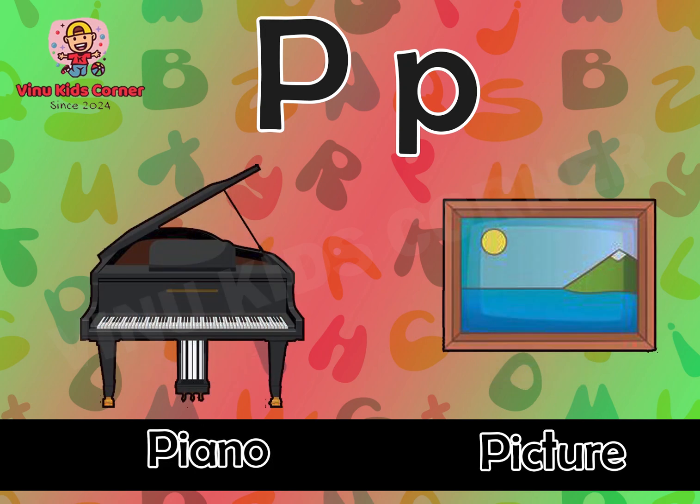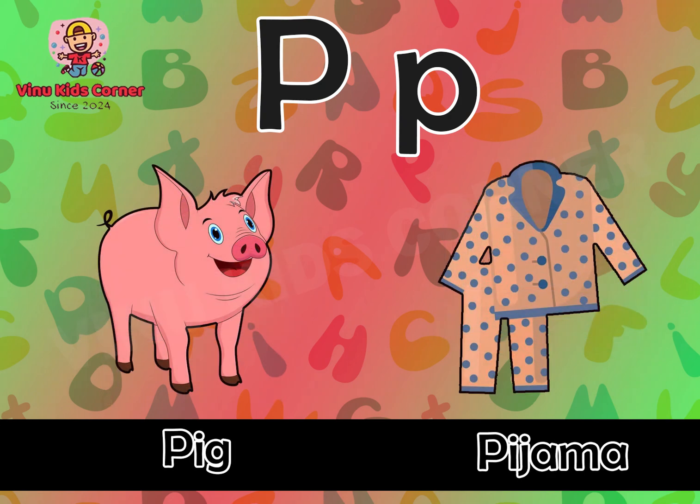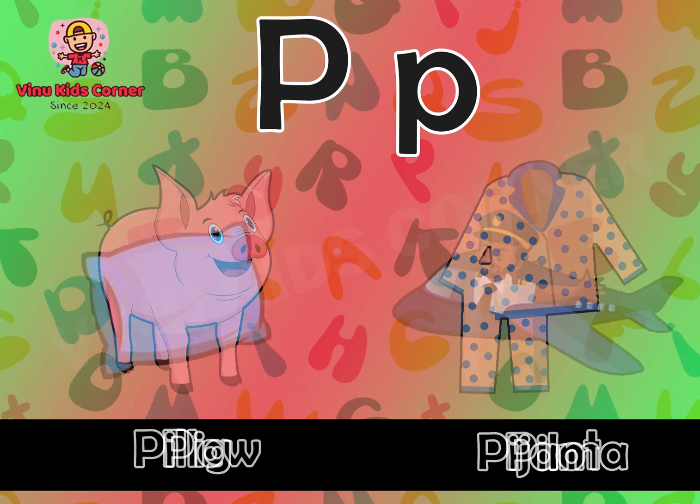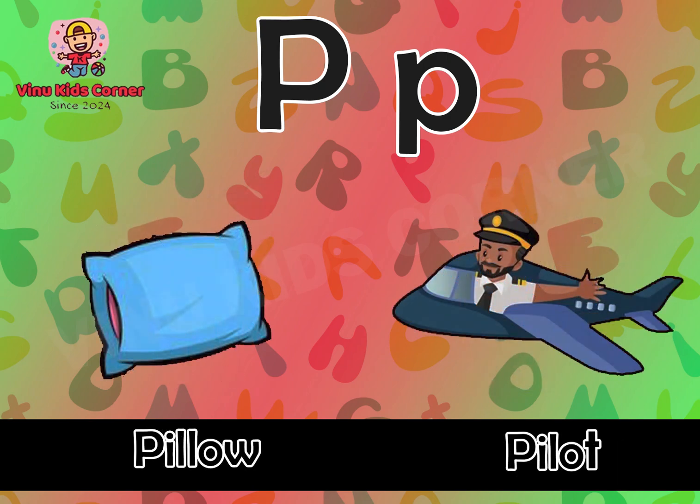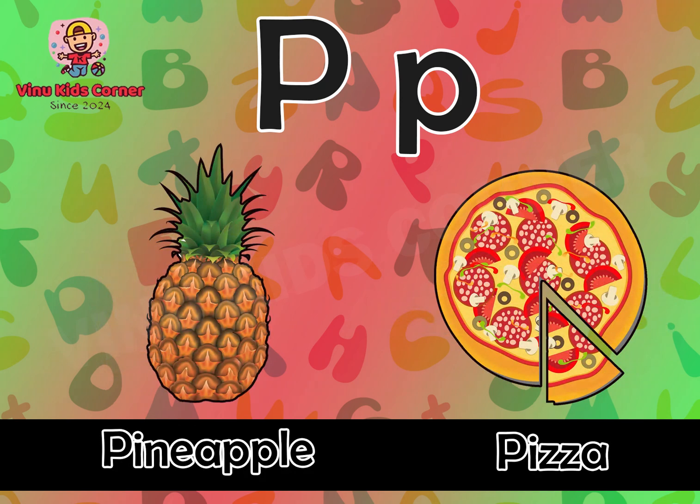P is for piano. P is for picture. P is for pig. P is for pajama. P is for pillow. P is for pilot. P is for pineapple. P is for pizza.